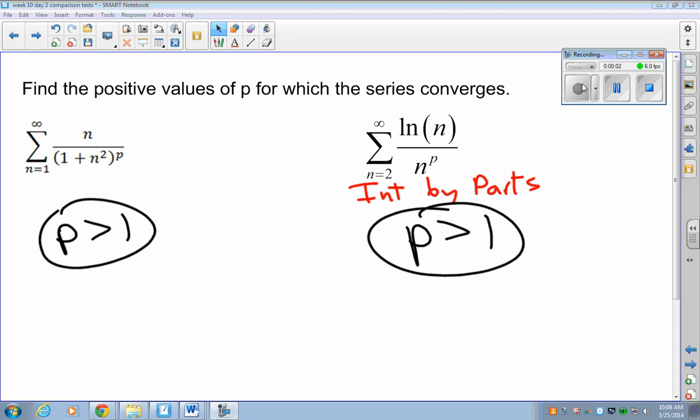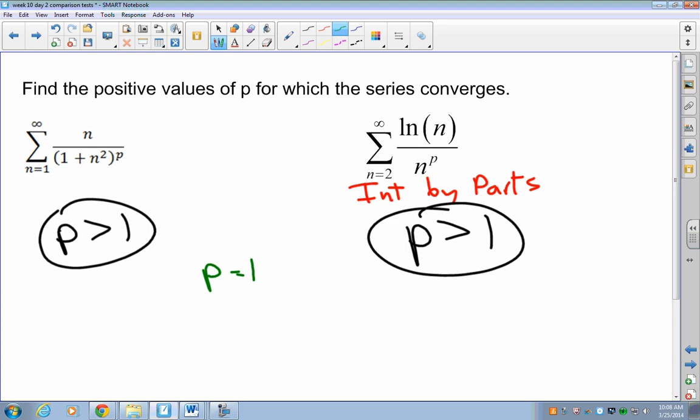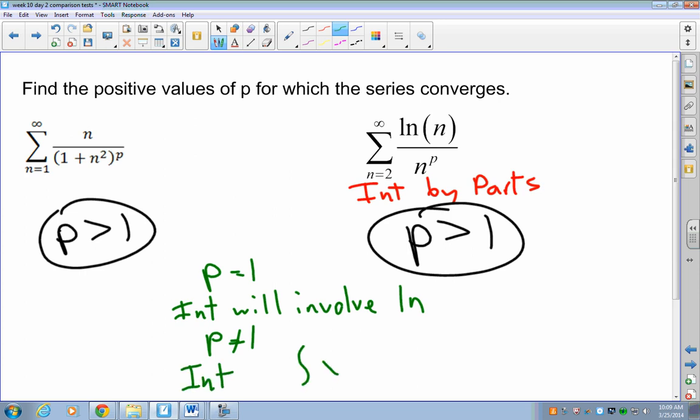Okay, so for both of these problems, remember, anytime it asks you what p-values can work, you typically need to do separately p equals 1 first, because that integral will involve logs, or natural logs. And then you can do p is not 1, and those integrals will always involve something like an integral of x to the p, which is x to the p plus 1 over p plus 1, or something of that sort. There are two separate integrals that you have to look at.